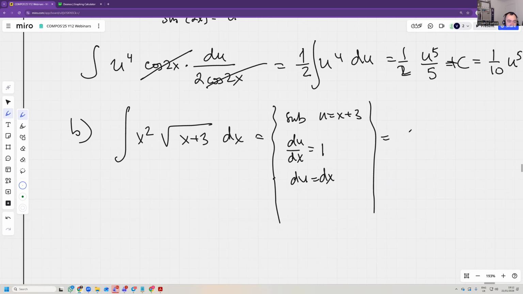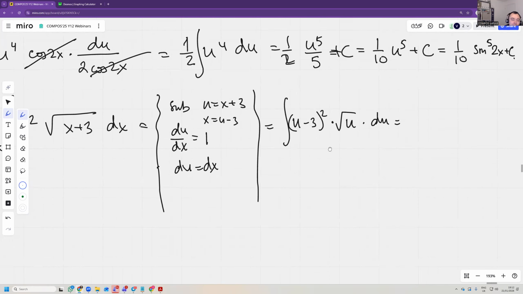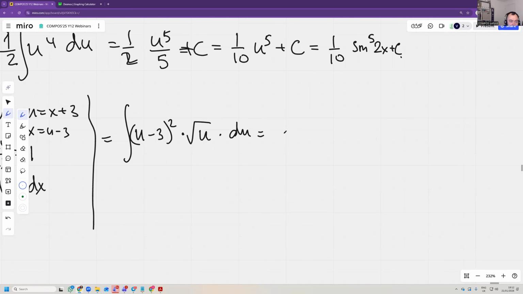And that becomes u minus 3 squared, because x is u minus 3. U minus 3 squared, and multiplied by square root of u multiplied by du. I open the brackets, so u squared minus 6u plus 9 times u to the power half du integral.